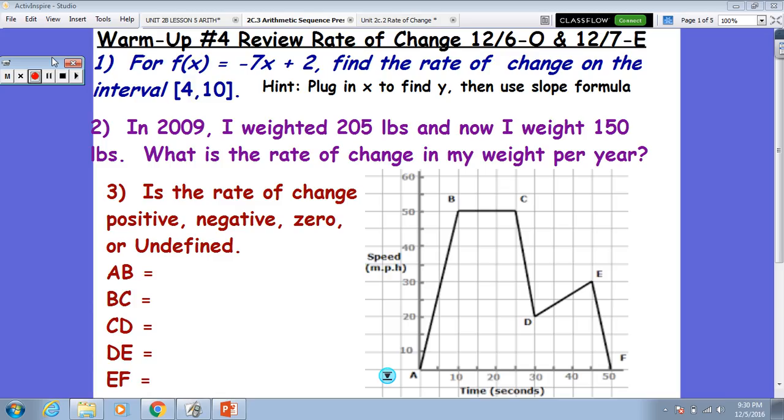Please don't forget the class competition: the class that is the best behaved, that has the least amount of write-ups or referrals to an administrator, and the class that has the highest average, meaning a passing average, it must be 70 or above, on your classwork and your CDA will get a pizza party.